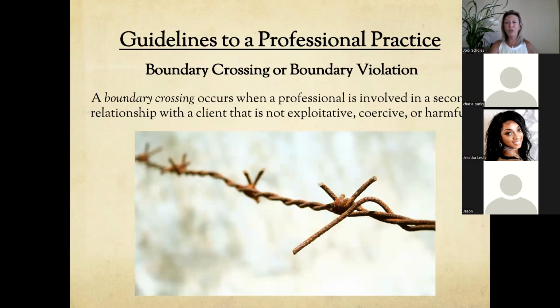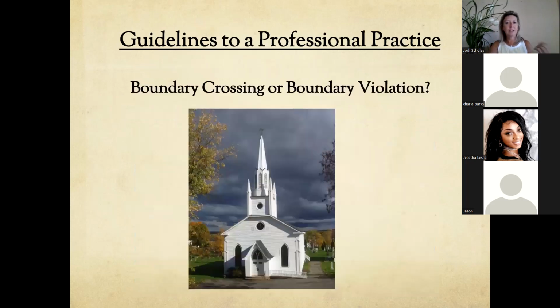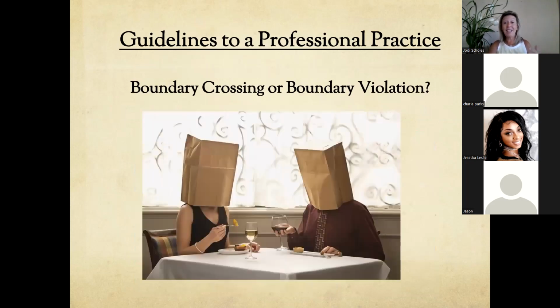And a couple other terms, boundary crossing and boundary violation. Those are two terms you may see on the MBLEX. A boundary crossing is when there's a secondary relationship. It's not necessarily harmful. It's another word sometimes for dual relationship. We crossed a boundary, but it didn't violate a boundary. Seeing someone at church would be an example of a boundary crossing. Dating your client would be an example of a boundary violation.